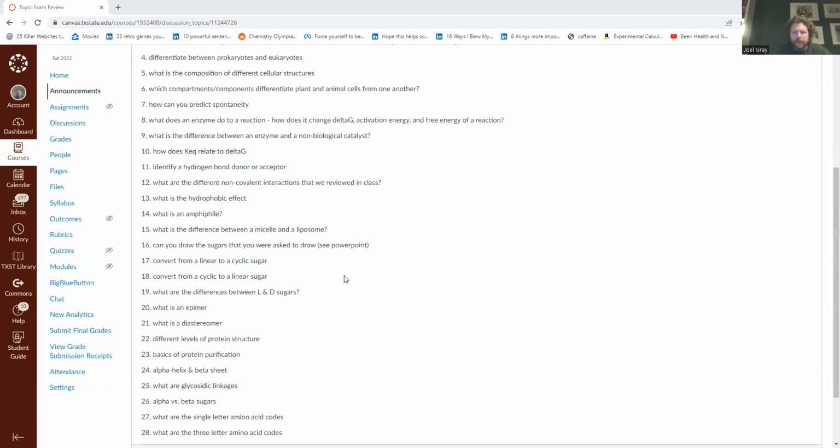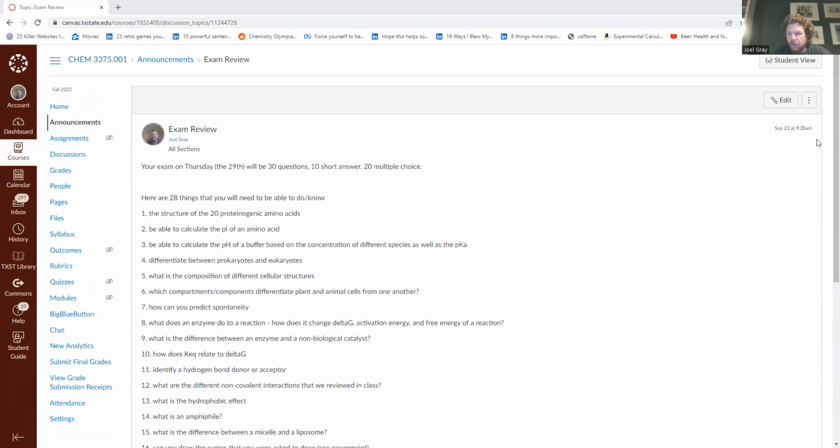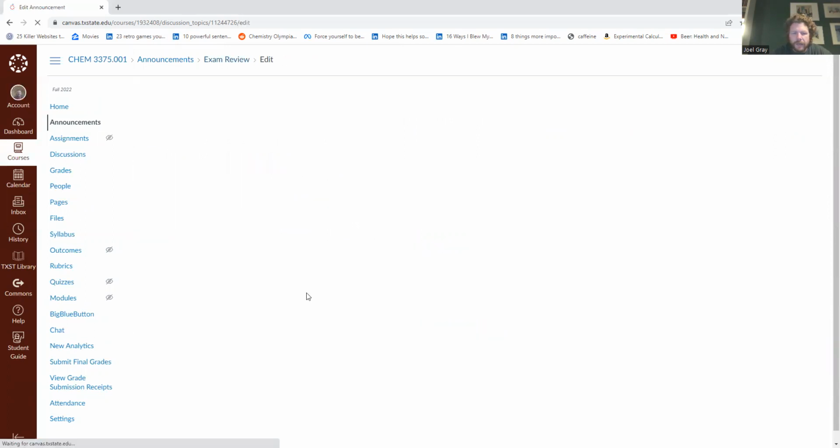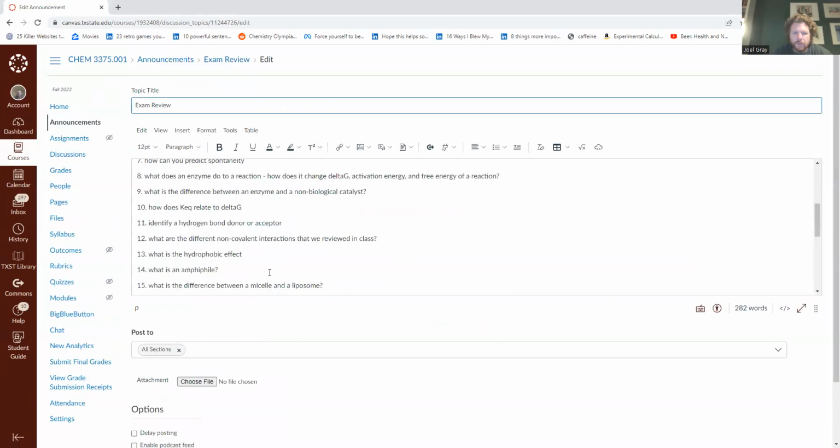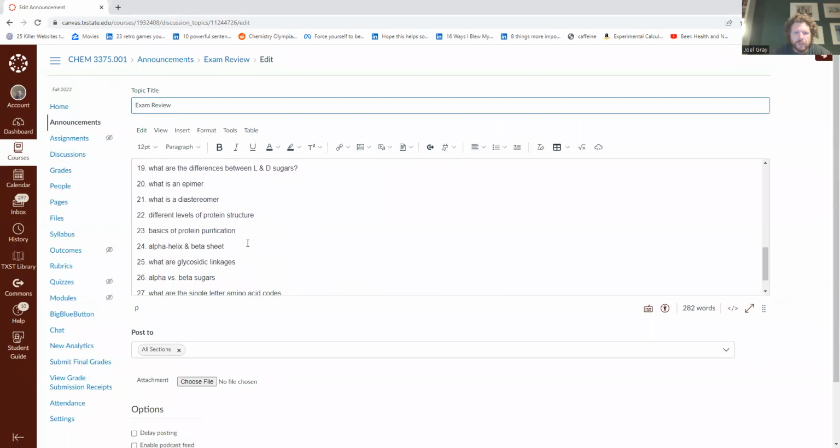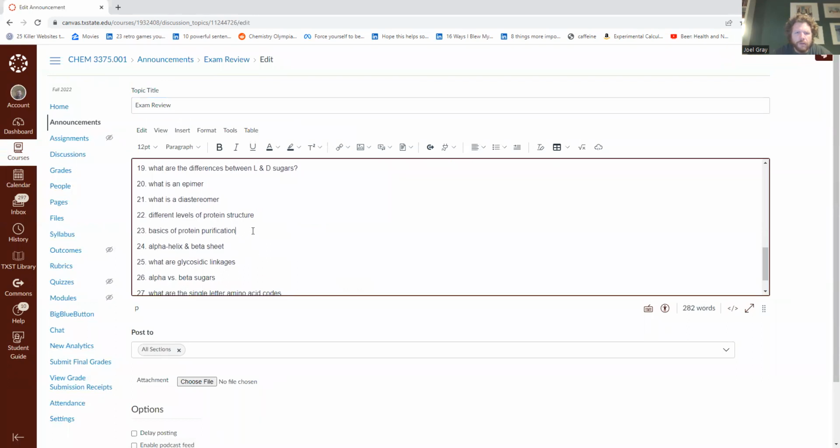Then the one thing that's on here that I'm going to go ahead and X out is basics of protein purification. I'm going to hold that off until the next exam because we only got into secondary structure of protein. So we'll address that later on. Basics of protein structure, I'm going to X this out. Strike through.